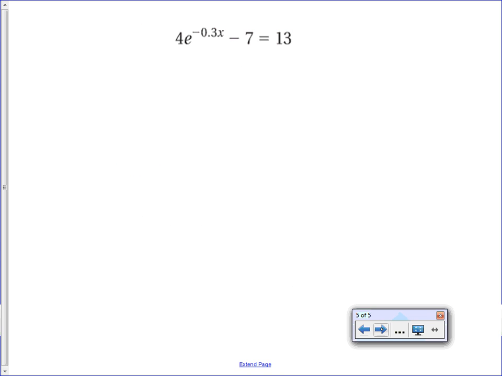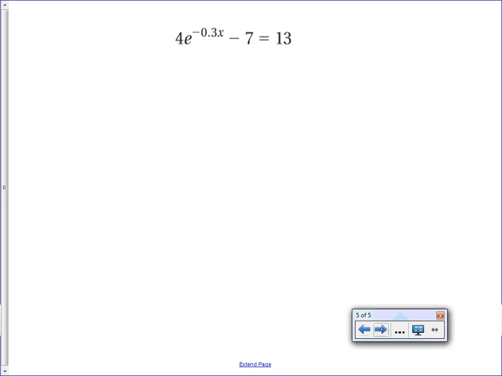Let's try one more. This one's a bit longer. There's some stuff we have to do here before we can log both sides. So if you go back to the slide we just did, the first thing I did was leave myself enough room and just log both sides. In this one, I want to make sure that the exponent is by itself first. Then I will log both sides.